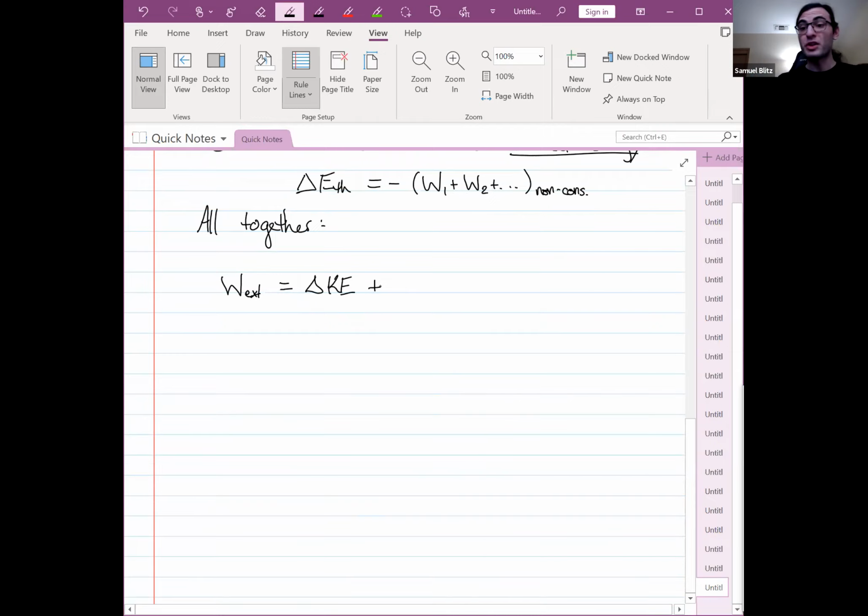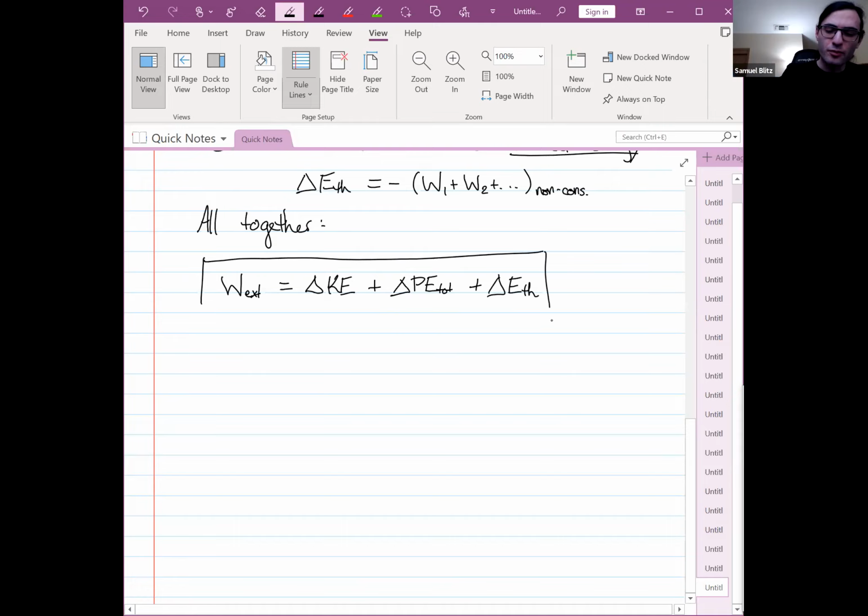Plus, then there's a whole bunch of potential energy terms, right? And we're going to lump them all together. We'll call it delta PE total. There could be more than one potential energy term. There could be, say, gravity and a spring, and so you would just have two potential energy functions, and those would be added together to give you this change in the total potential energy. And then we have plus the change in thermal energy. This equation here is a super important one. That is our final form of the work energy theorem.